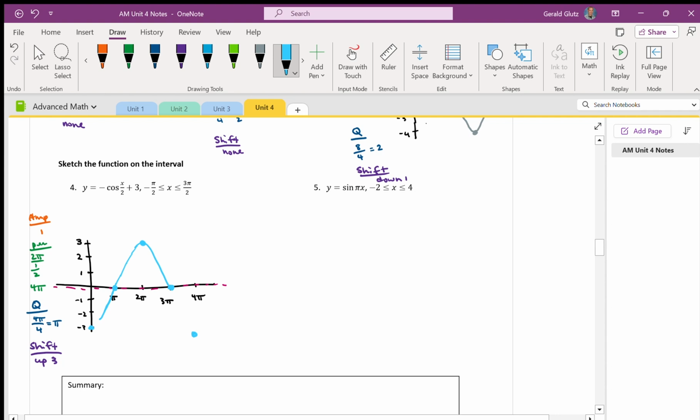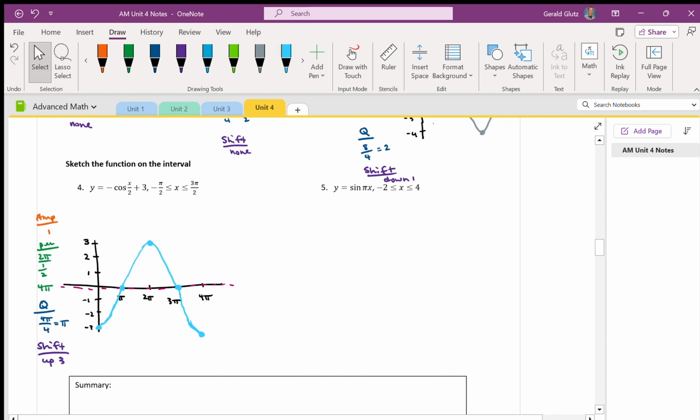So remember, cosine kind of curves there at the end. So that's not perfect, but good enough. Oh, but I didn't even pay attention to the restrictions. So I have to go to -pi over 2, and then to just 3 pi over 2. So that would have been our graph if we had no restrictions and we're just graphing one period.